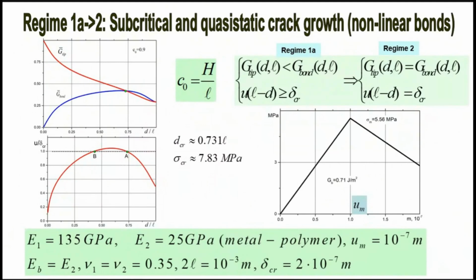The next slide shows the subcritical and quasi-static crack growth for nonlinear bonds in the bridged zone. We consider simple nonlinear bonds. We use a simple bilinear bond deformation law and consider the transition from subcritical regime of crack growth 1A to the regime of quasi-static crack growth. We obtain that in the case of nonlinear bonds, the critical bridged zone length is much bigger than for linear elastic bonds, and the critical external stress is much less.